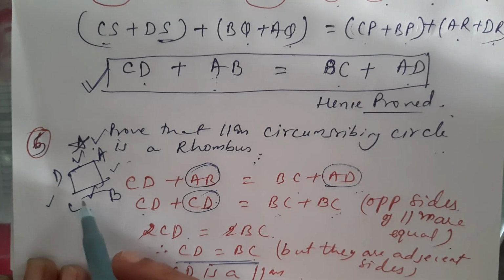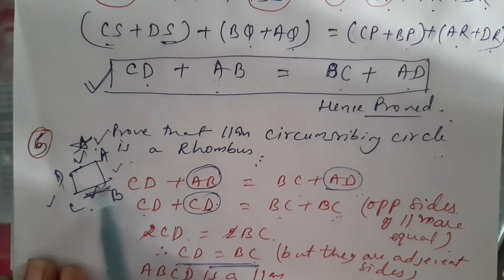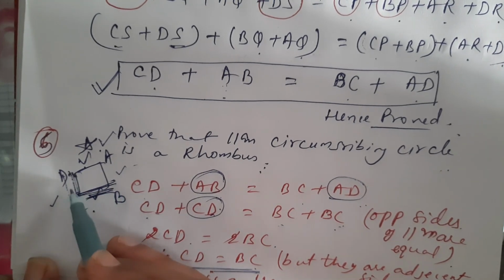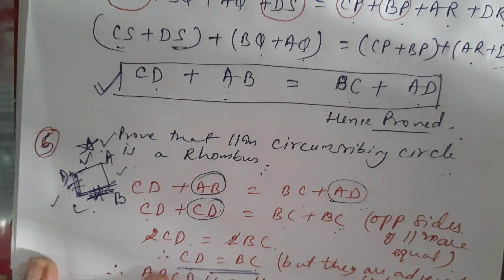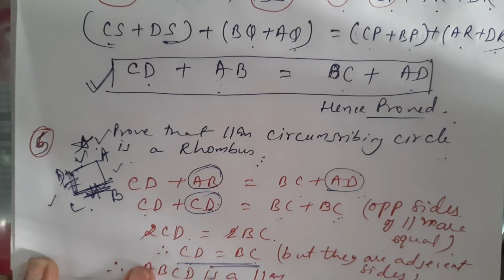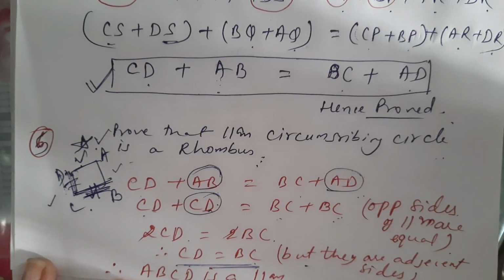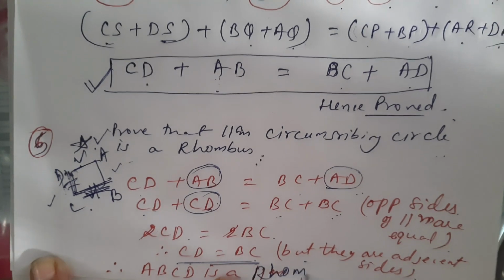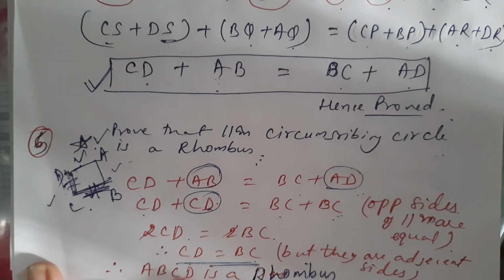But CD and BC both are adjacent sides. So when adjacent sides of a parallelogram are equal, we call it a rhombus. Therefore ABCD is a rhombus. So this is what we need to prove: ABCD is a rhombus.